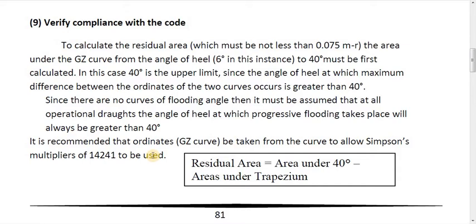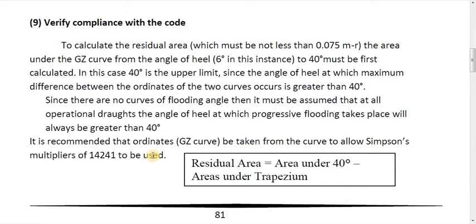Okay, so we have just finished the angle of heel, which is from the GZ curve, 6 degrees. That was rounded up to 6 degrees in this instance. Okay, up to 40 degrees, which is the angle of curve from 6 degrees. That must be first calculated.